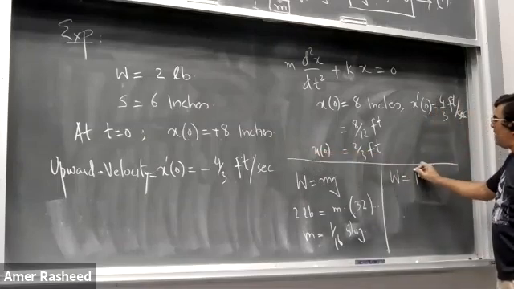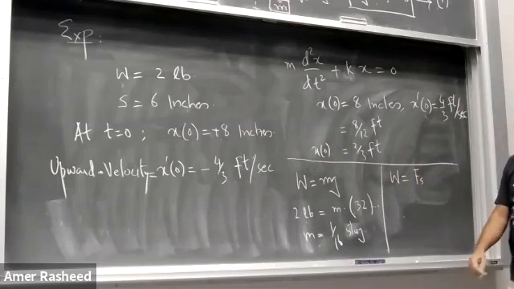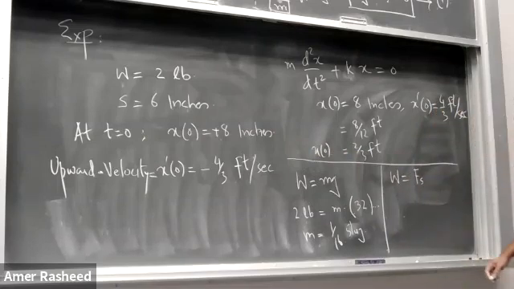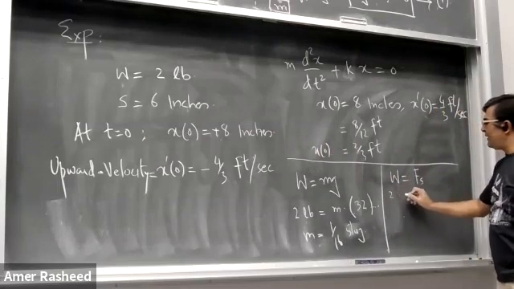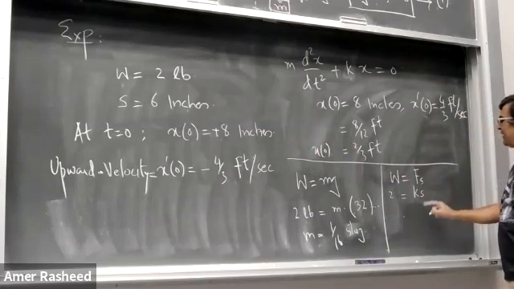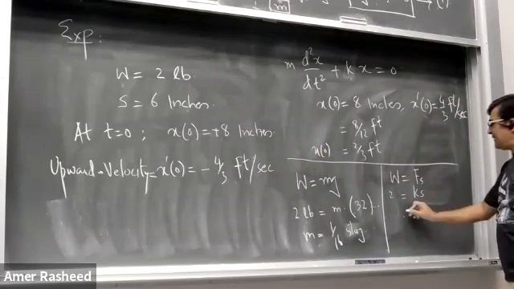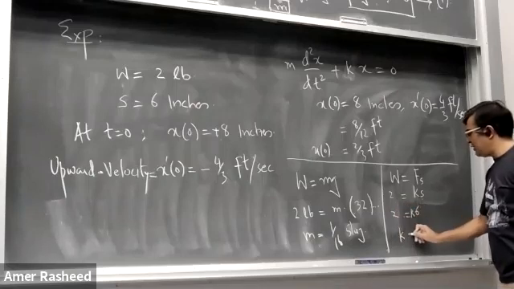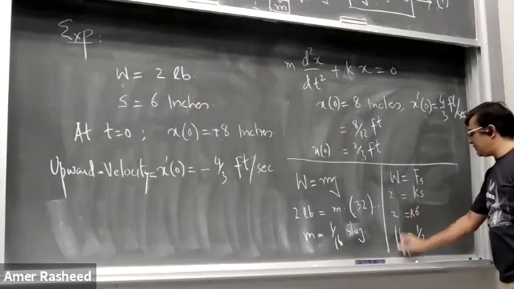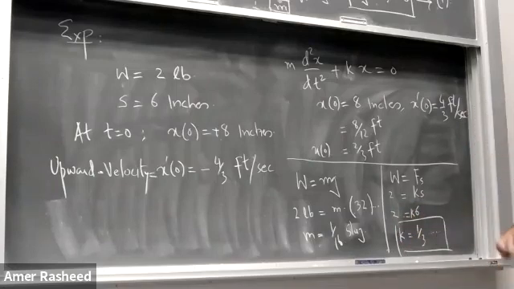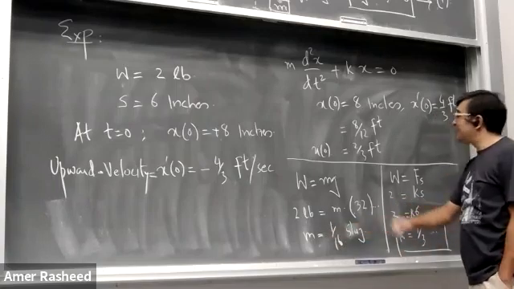Now what else can we use? We can say that W is equal to Fs, because the weight is equal to the restoring force. We know the weight is 2, and the restoring force is k times s. We need the value of k, and we know s, which is 6 inches, or 1/2 foot. So 2 equals k times 1/2, and the value of k is 4, with certain units. You can see the units in my notes. So the value of k is 1/3, and the value of m is 1/16.